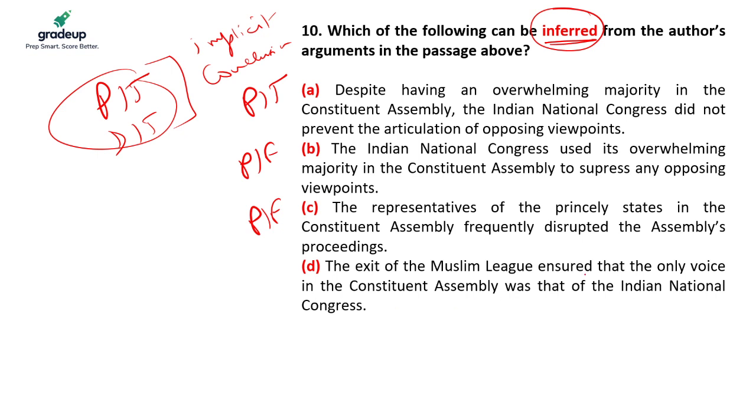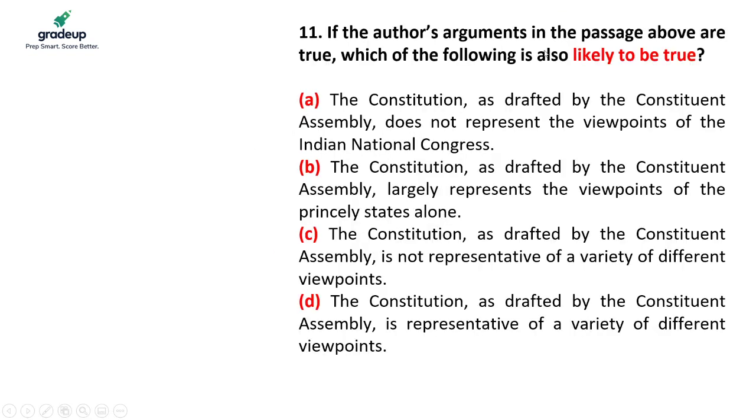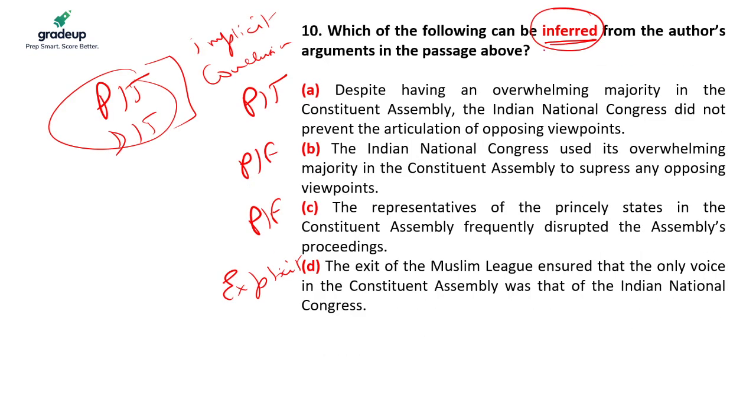The exit of the Muslim League ensured that only one voice in the Constituent Assembly was that of the Indian National Congress. Well, the exit of the Muslim League has been directly written. This is directly mentioned; it is not implicit, it is explicit. So it cannot be the answer, because implicit must mean probably true or definitely true, which is not mentioned in the passage. Okay, therefore the answer is A.